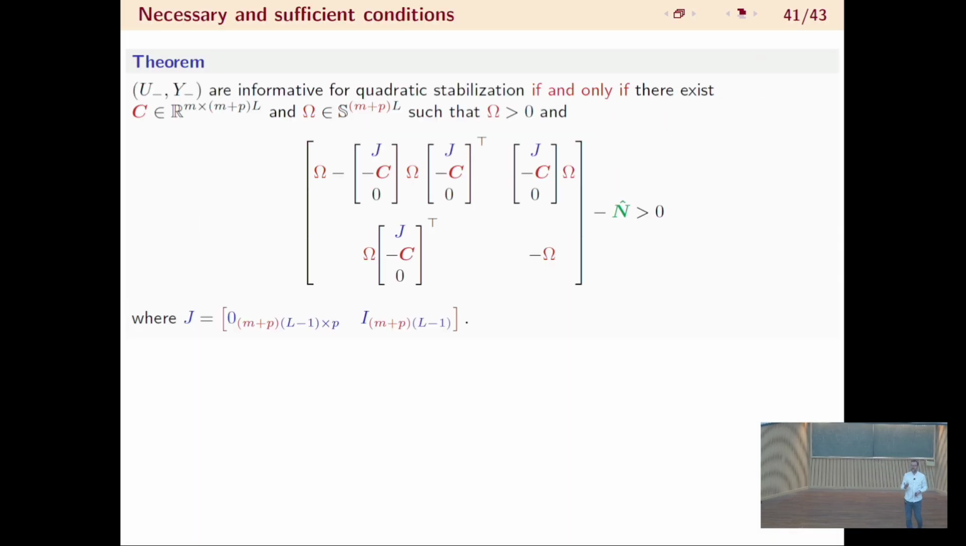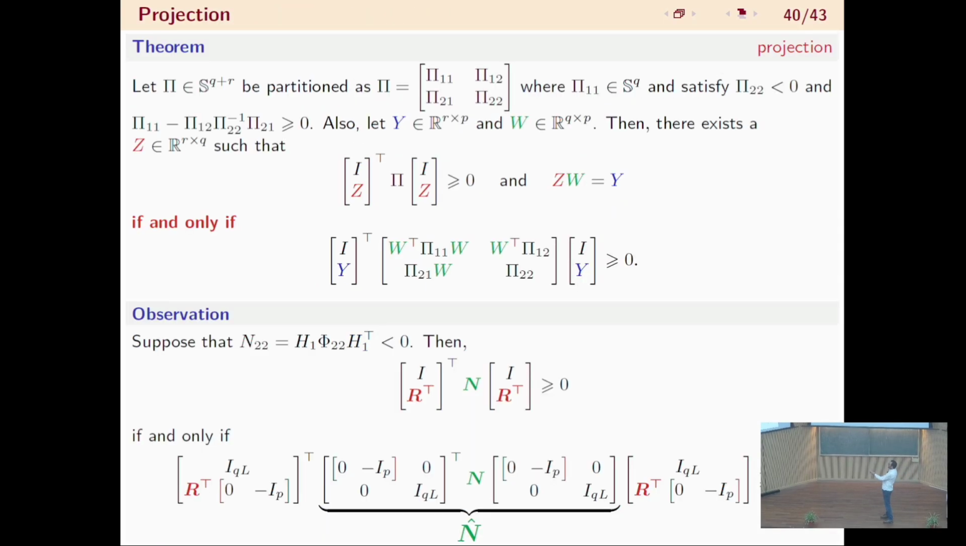Okay? Now, if I go back, I have two QMIs with the same variable. Therefore, I can use matrix S lemma. Okay? And I did use matrix S lemma. The data are informative for quadratic stabilization if and only if there exists a C and omega, where omega is positive definite, such that this matrix inequality is satisfied. Where does this n hat come from? It comes from the noise model, the data, and multiplication by this matrix and this matrix.